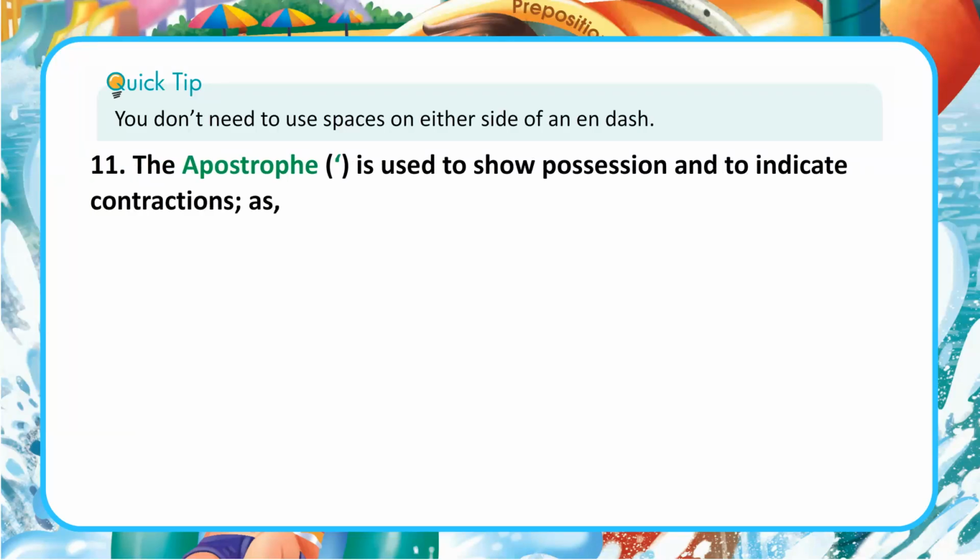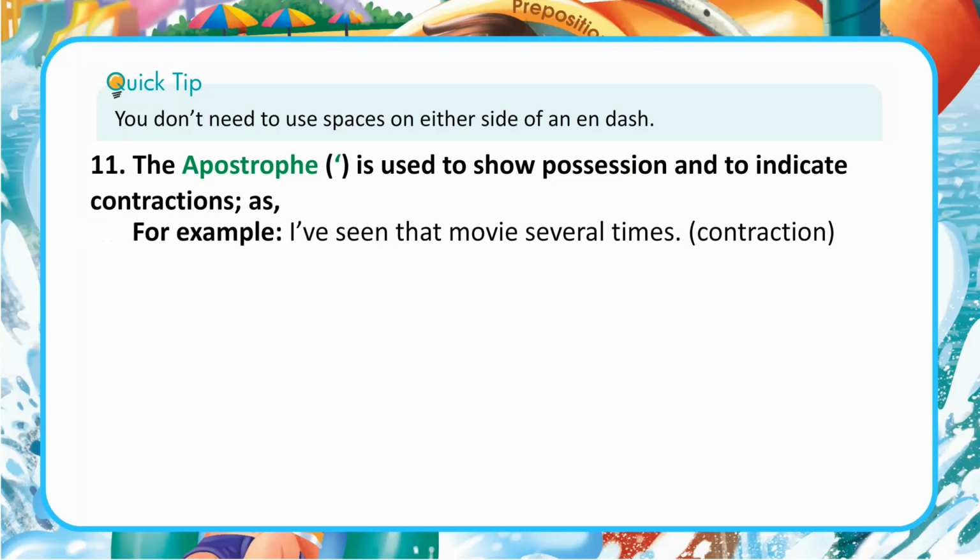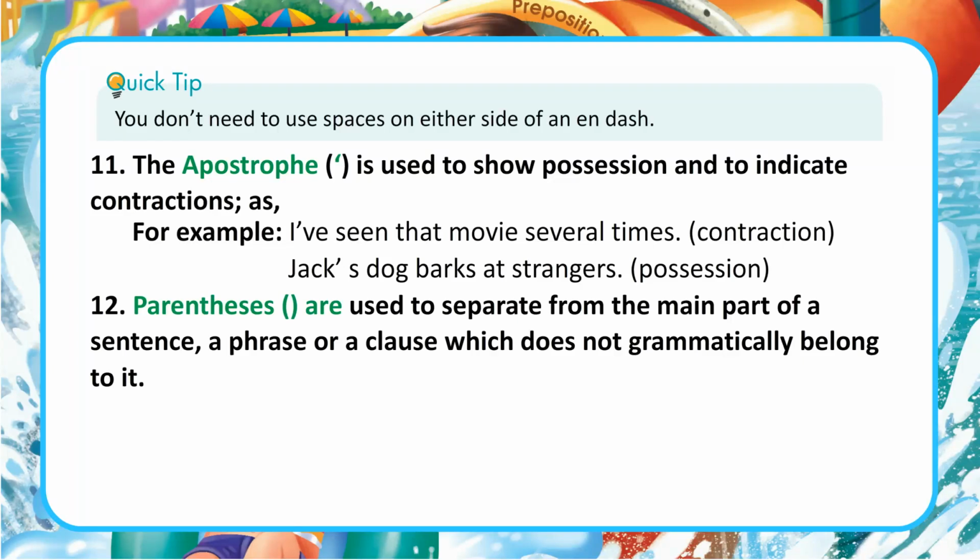11. The apostrophe is used to show possession and to indicate contractions, as, for example, I've seen that movie several times. Contraction. Jack's dog barks at strangers. Possession.